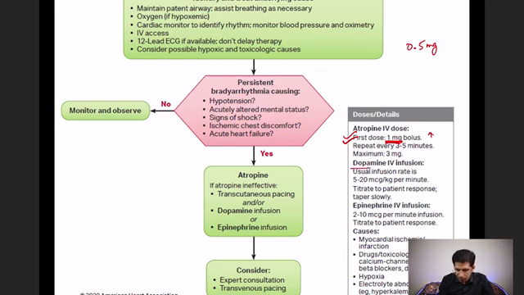And the dose of dopamine used to be 2 to 20 micrograms per kg per minute. But now they have changed it to 5 to 20 micrograms per kg per minute. So they have excluded this 2 to 5 range, right? So now the dose of dopamine is 5 to 20 micrograms per kg per minute.